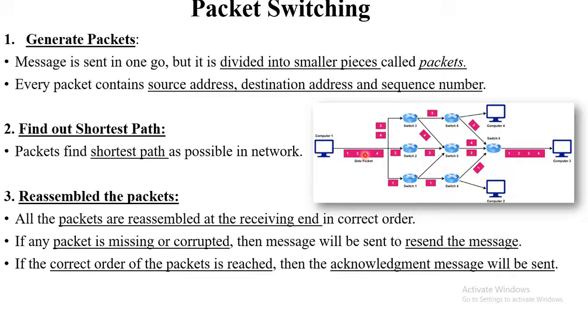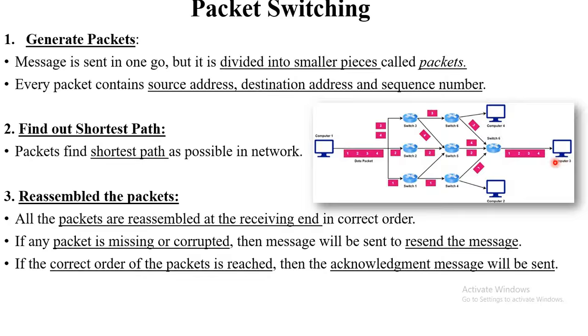After generating the packets, the next step is to find the shortest path. Computer 1 broadcasts these packets in this network. Every packet, like packet number 4, finds the shortest path to reach computer 3. Then packet number 3 again finds the shortest path to reach the destination in the same way. And at the end, by using the shortest path, all the packets are sent to the destination PC.